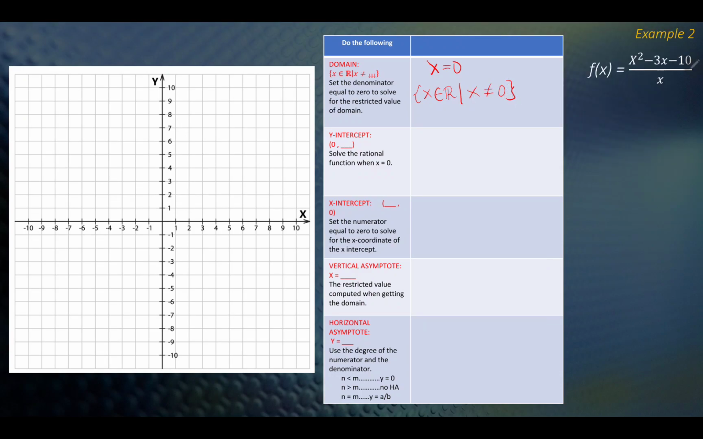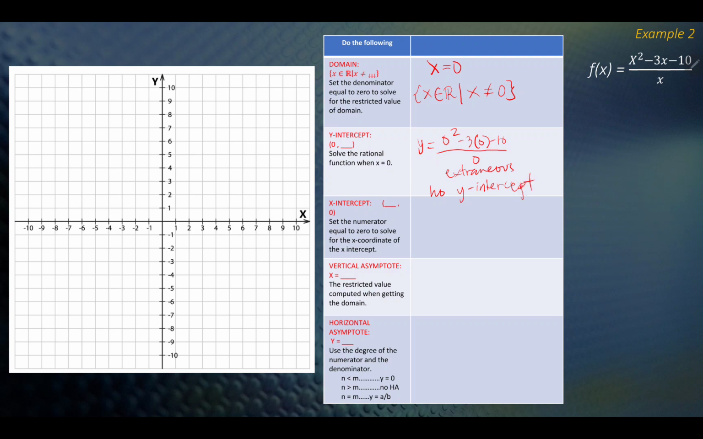So for the y-intercept, we have to solve for the rational function when x is equal to 0. So y is equal to 0 squared minus 3 times 0 minus 10 all over 0. You see that the denominator is equal to 0. So whatever the numerator is, this will still be extraneous because the denominator is equal to 0. Therefore, we have no y-intercept.